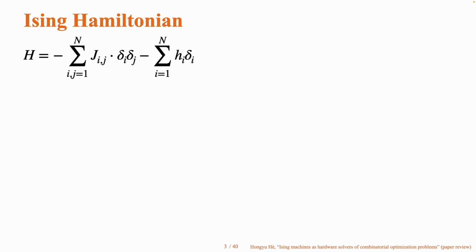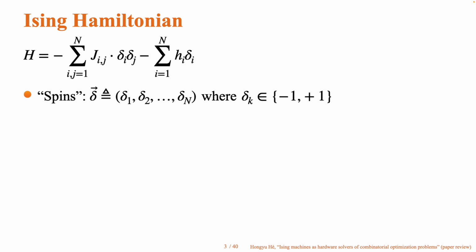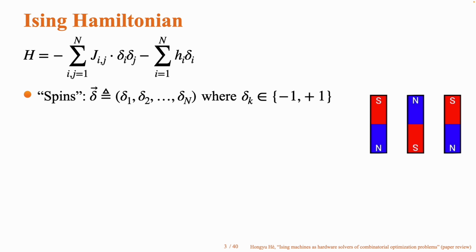So this is the mathematical formulation of the Ising Hamiltonian. To break this formulation down, first we have a vector of spins, the deltas. The spins take two values, they are binary, and I'd like to think of them as magnets, right? In this case, we have three magnets, and when we have magnets, they are polarized, meaning that they have a north face and a south face.